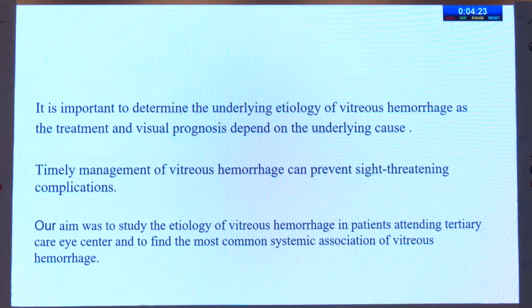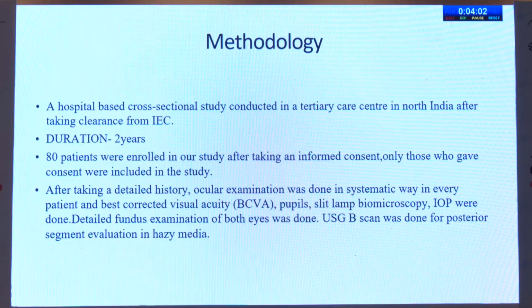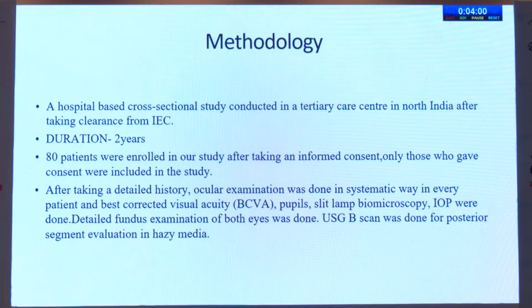It is important to determine the underlying etiology of vitreous hemorrhage, as the treatment and visual prognosis depend on the underlying cause. Timely management of vitreous hemorrhage can prevent sight-threatening complications. Our aim was to study the etiology of vitreous hemorrhage in patients attending a tertiary care center, to find the most common systemic association of vitreous hemorrhage. It was a hospital-based, cross-sectional study conducted in a tertiary care center in North India after taking IEC clearance. Duration was 2 years. 80 patients were enrolled in the study after taking informed consent.